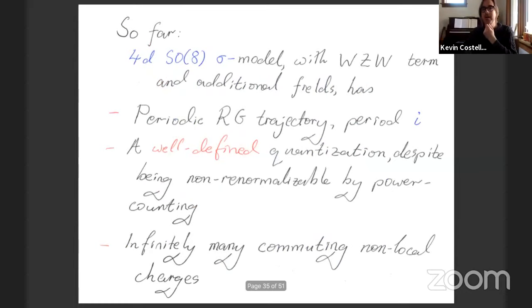Okay, so we're nearly done. So let me just explain what we've done so far. I've argued that this 4D model with this funny WZW term has a periodic Lax trajectory, has a well-defined quantization, and has infinitely many commuting non-local charges. There's another feature I want to mention, what seems to be another nice feature of this model, which I must say I don't really understand very well, which is that certain correlation functions appear to have a quite controllable analytic behavior.